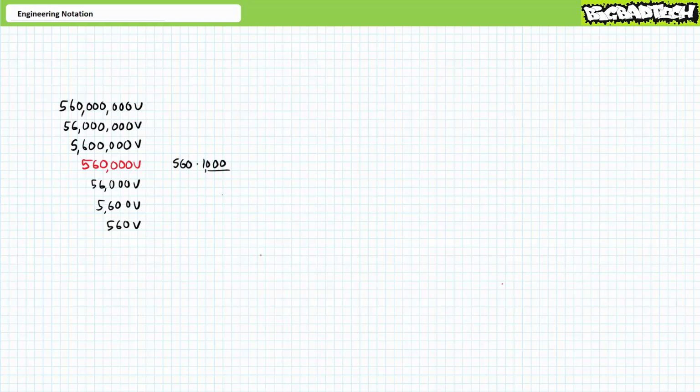560,000 is 560 times 1,000, which is a 1 with 3 zeros. Whereas 560 million would be 560 times a million, which is a 1 with 6 zeros. Similarly, 560, without any modifier at the end, is 560 times 1, which is a 1 with 0 zeros.